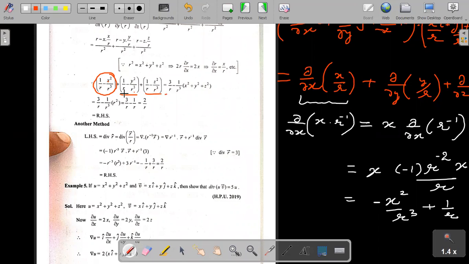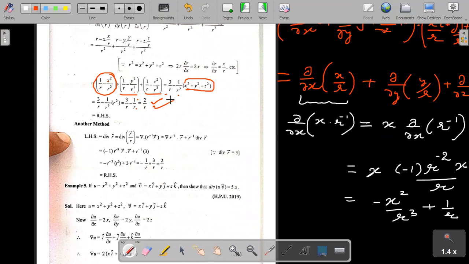So if you see, this is 3 by r minus 1 by r cube times x square plus y square plus z square, and this is nothing but r square. So one r will cancel. So 3 by r minus 1 by r, so this is 2 by r. Is it fine? This is what we had to prove. Is it fine?